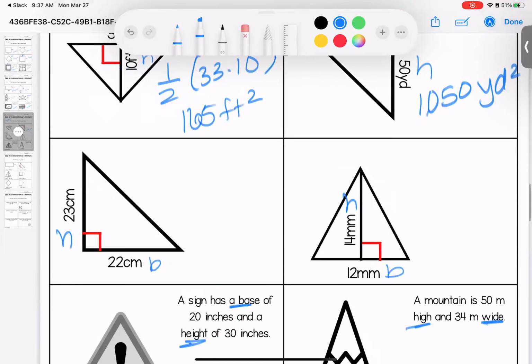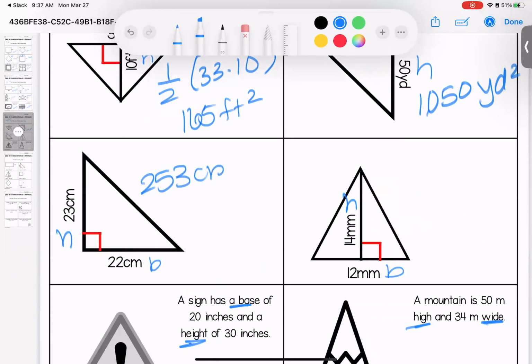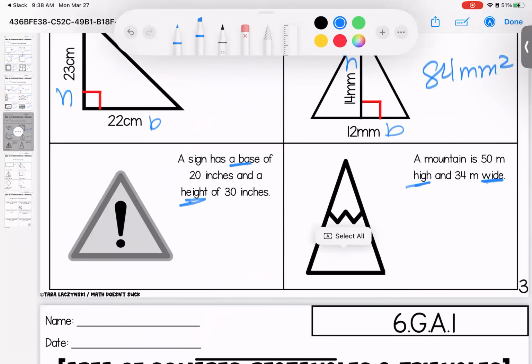1,050 yards squared. 22 times 23 on this one gives me 506, but I have to divide it in half. 253 centimeters squared. Here I have 12 times 14. Base times height is 168, but cut it in half. 84 millimeters squared. This one tells me that it's 20 times 30, which is 600. Cut in half is 300 inches squared.